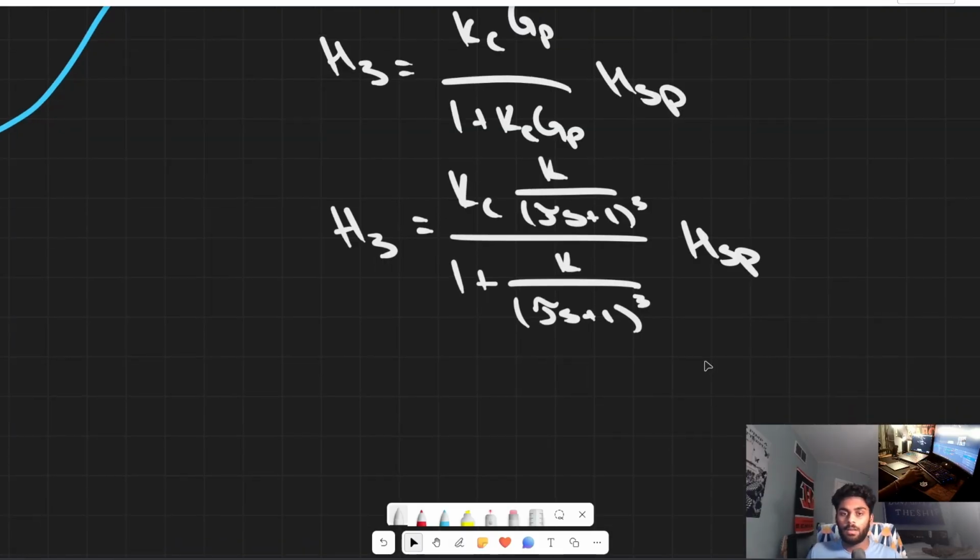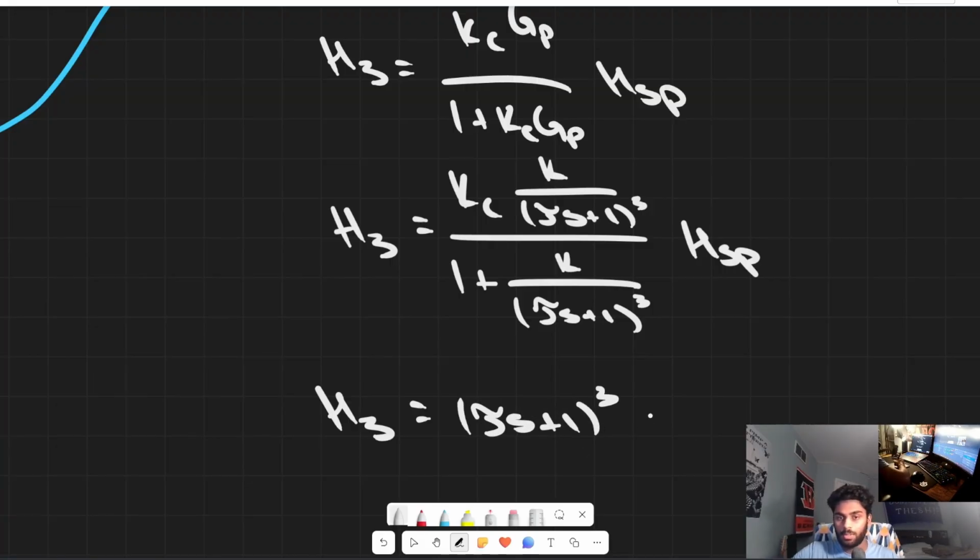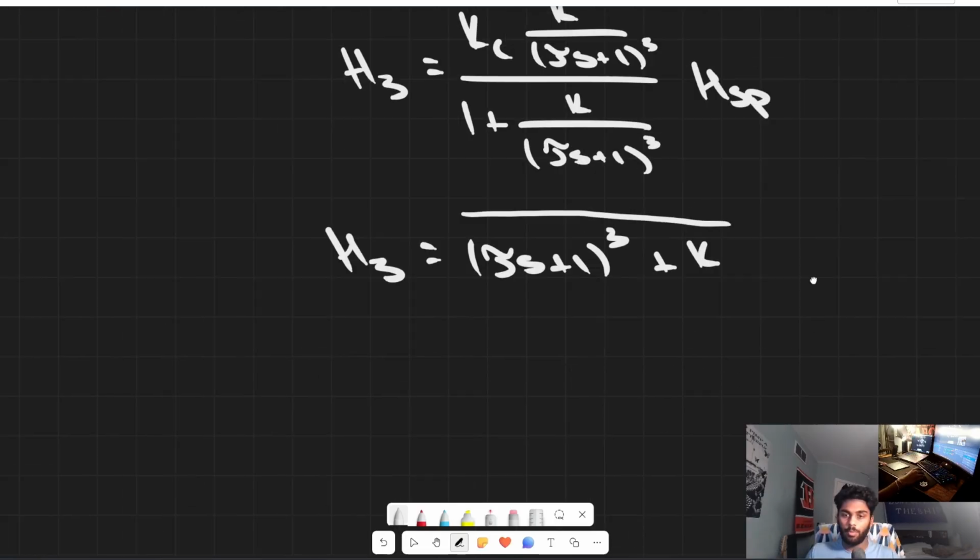And what we'll do now is we're going to multiply, I guess, the numerator and denominator by our tau S plus 1 term. So if we do that here, we get tau S plus 1 cubed plus K over, I'll give myself a little bit more room here.